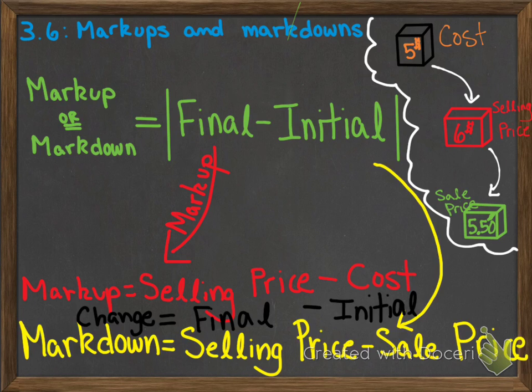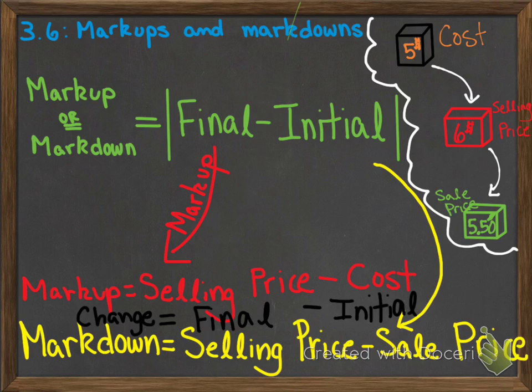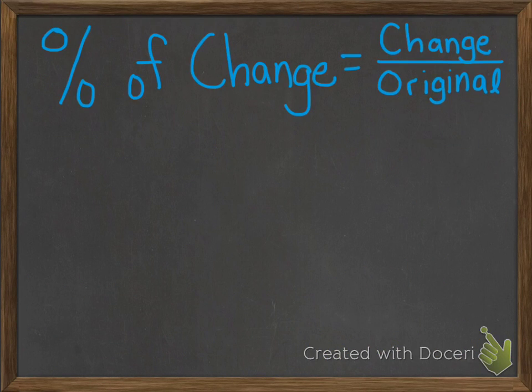Okay? So to get from your cost to your selling price, you add in the markup. To go from selling price to sale price, you subtract out your markdown, okay? It might be a good idea to copy down this figure somewhere into your notebook. We're going to be referencing it a lot here. Okay, so percent of change is change over original. Okay, we talked about this in 3.5. You guys seemed really good with it.